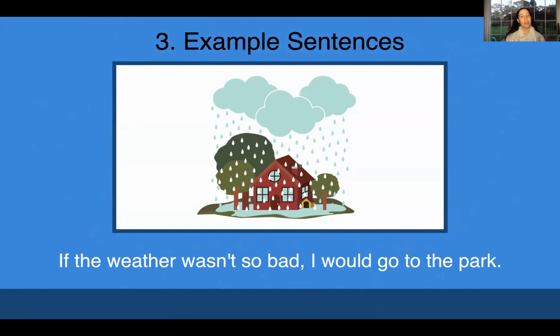Would we say that if the weather wasn't raining? I think we should say if the weather wasn't so bad, I would go to the park. Because if I say if the weather was raining, doesn't sound so good, does it? What do you think? Let me know in your comments, okay?